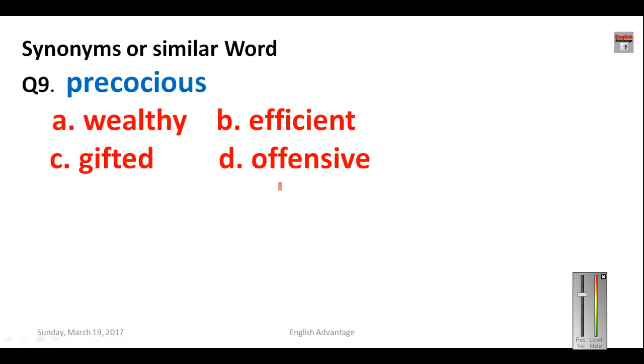Precocious. If somebody is precocious, this is normally used for children. Okay, if a child is more mature or more intelligent for his age, he will be considered precocious. So here your answer will be, out of the given options, wealthy, gifted, efficient, and offensive. So here your answer will be gifted, that is C.